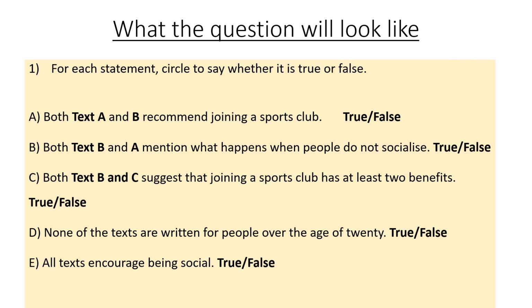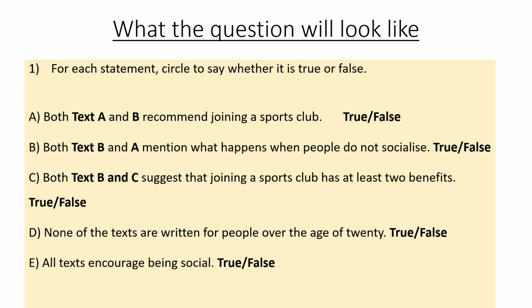If we have a look at the first one, so both text A and B recommend joining a sports club, true or false? So there, have a quick flick back over the text and just see if there's any positive phrases in relation to sports club or sports society or anything like that, and then circle it. Always make sure that you are looking at the correct text. I'd recommend actually underlining or circling the actual text that are currently in bold, just to make sure that you are looking at the right one.